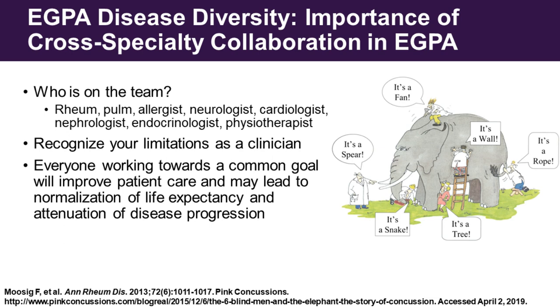It makes me think of that old elephant story where everyone's blindfolded and you're sort of feeling one part of the elephant and saying what the answer is and what you should do. If you manage these patients that way, you're just not going to be able to see the whole picture and treat the whole patient. So if you get your team together and collaborate, not only will you feel better and learn from your colleagues, you'll actually be able to possibly normalize their life expectancy and attenuate their disease progression. So it's really important to try to make these connections and step back and look at the whole patient.